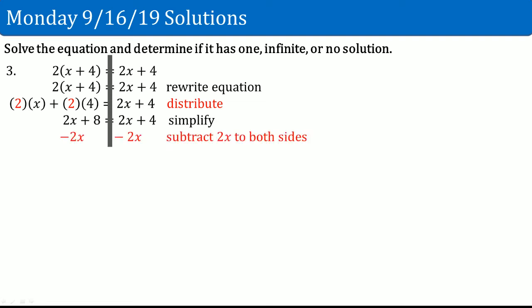Subtract 2x to both sides. The 2x on the left-hand side cancels out. The 2x minus 2x on the right also cancels out. 8 is left on the left-hand side, and a 4 is left on the right-hand side. 8 is never equal to 4, so we would say there is no solution.